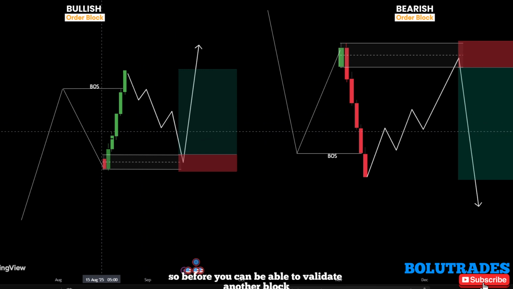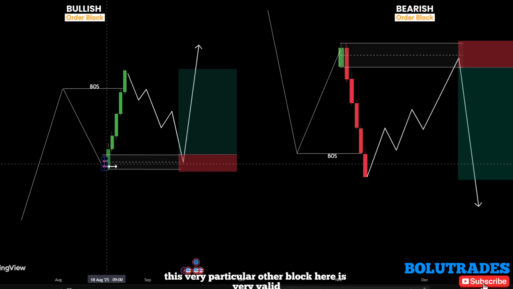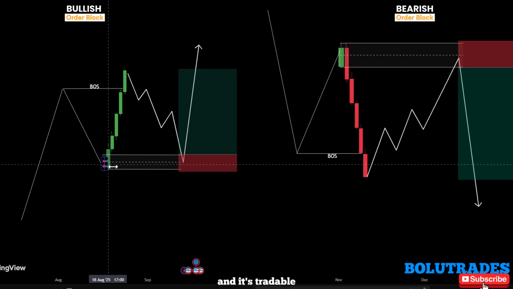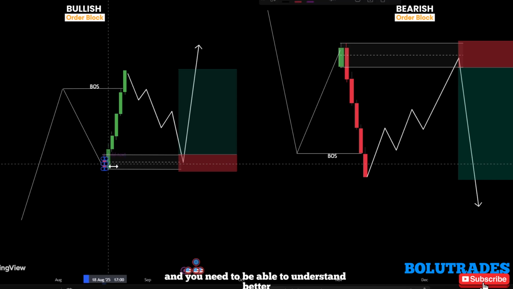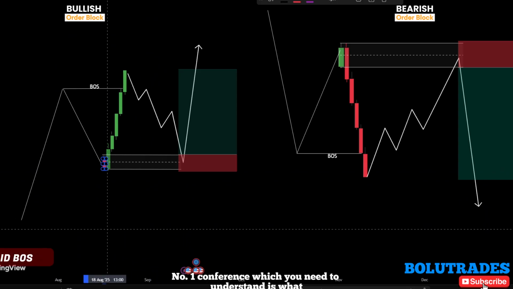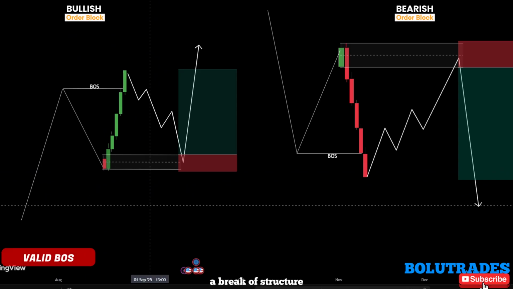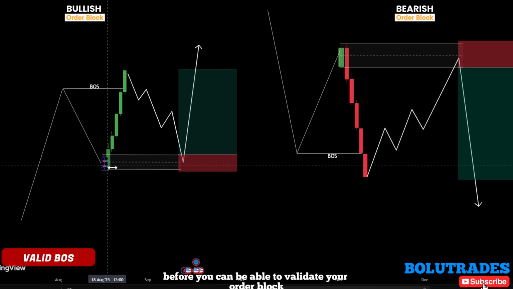So before you can validate an order block, before you can say, okay, this very particular order block here is very valid and is tradable, there are certain confluences you need to take note of and you need to be able to understand better. So, what are these confluences? Number one confluence which you need to understand is that you always want to see a break of structure before you can validate your order block.